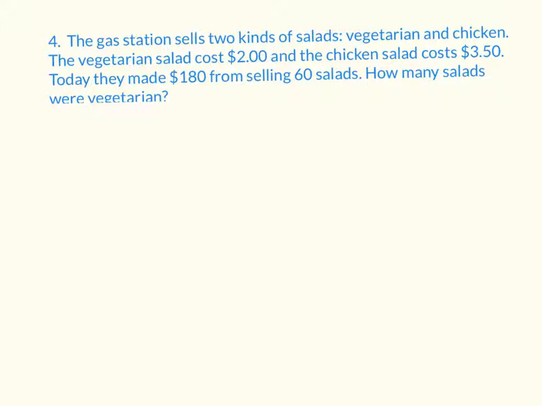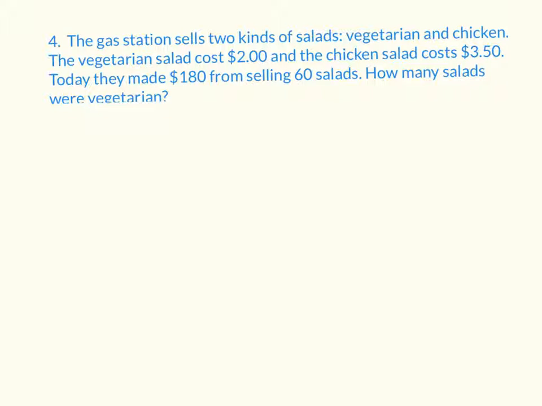All right, last one's a word problem. The gas station sells 2 kinds of salads, a vegetarian and a chicken salad. The vegetarian salad costs $2 and the chicken salad costs $3.50. Total made was $180 from selling 60 salads. How many salads were vegetarian? All right, so this one's a little tricky.